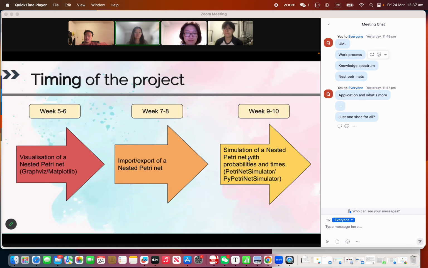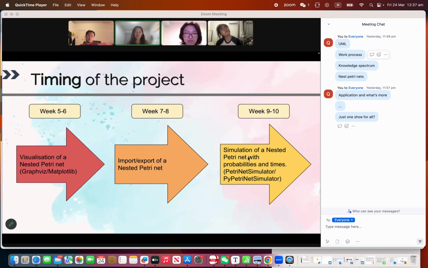Well, Zhonghui just talked about the importance of the project, and I would like to talk about the timing of the project. We plan to have four steps for the project. The first one is the visualization of a nested Petri net, and we would like to use some libraries like Graphviz or Matplotlib. This will take about 2 weeks, and we plan to finish this part during week 5 to week 6. And the second part is the import and export of a nested Petri net, and this will take another 2 weeks. We plan to complete this part from week 7 to week 8.